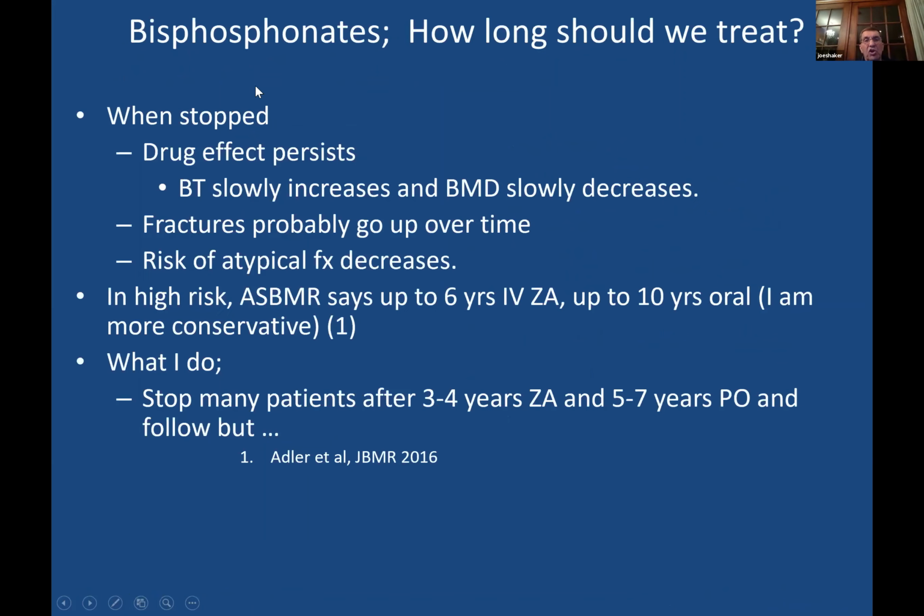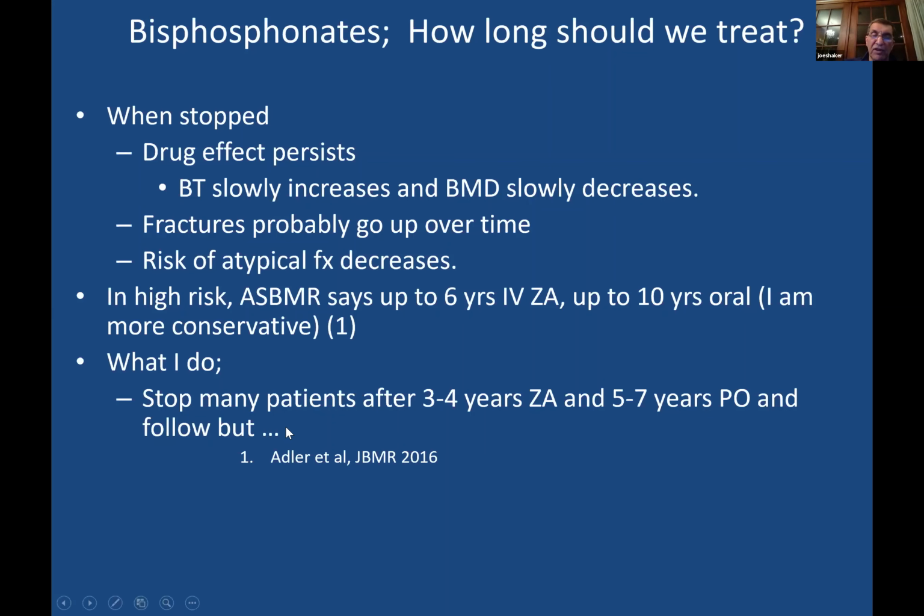So one of the questions about bisphosphonates is how long should we treat? Well, when it's stopped, the drug effect persists. Bone turnover slowly increases and bone density decreases. Fractures slowly go up. The risk of atypical fractures decreases. Now, the American Society for Bone and Mineral Research says you can treat up to 6 years with IV and up to 10 years oral.